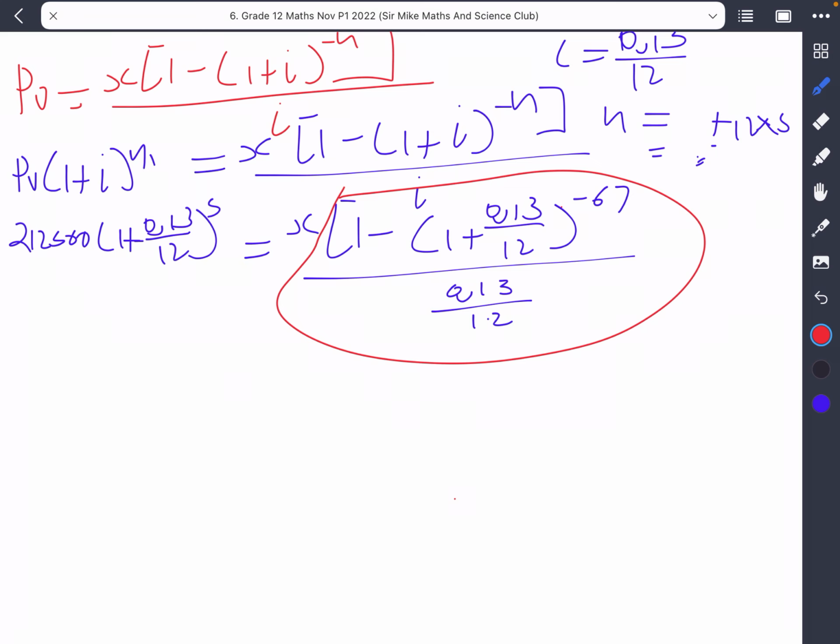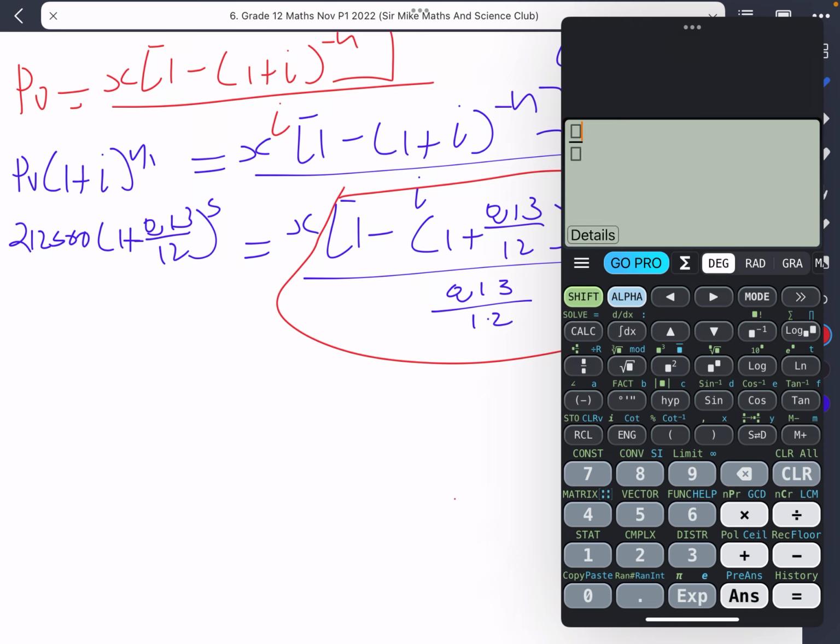So we know that's negative 67, and all of that is divided by 0.13 divided by 12. I'm just gonna scroll down again. What we're gonna do now is put this whole thing in my calculator and find what that value would give me. Whatever value I get would be the coefficient of x.